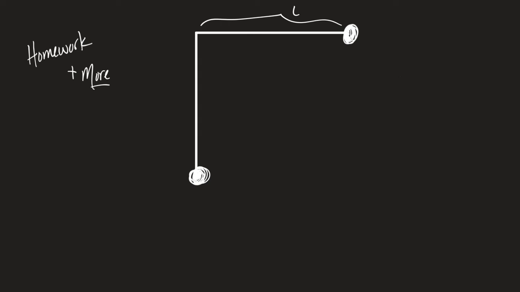So I have a mass on the end of a very light string. The string is a length L long, and it's affixed to a point right here. I'm going to release this pendulum so that it swings downwards. All right, everybody understand the dynamics of the question? I'm going to be asking about points A and B.